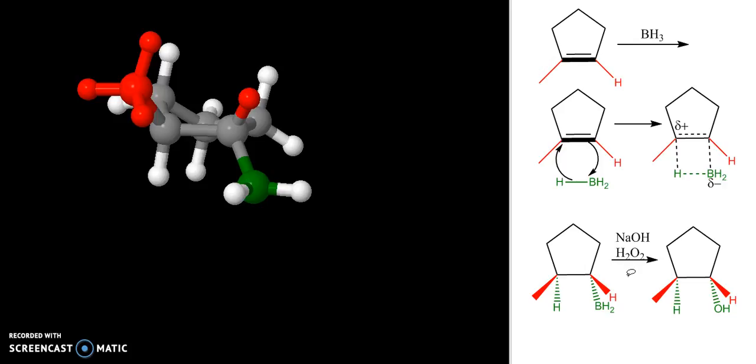Now you know that we normally don't stop with the borohydrated compound, or we normally react that with something like sodium hydroxide and H2O2 to convert the boron group to an OH group. And we're not going to worry about the stereochemistry of that reaction right now, but the OH does keep the same relative stereochemistry as the boron it's replacing.